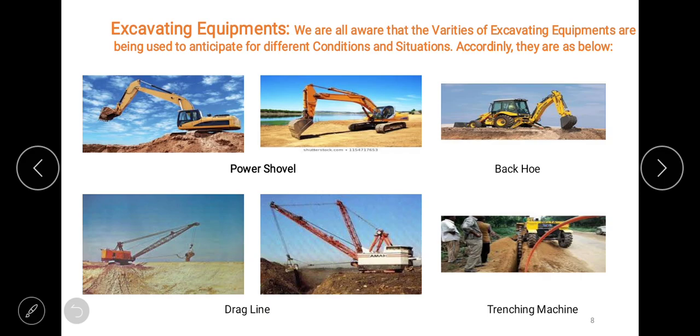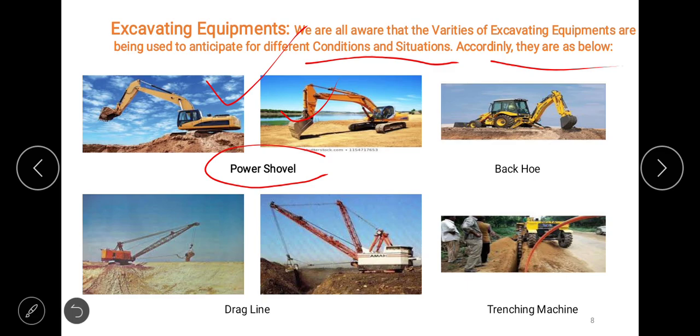Then excavating equipments. These are various excavating equipments. Depending upon the suitability, in general, we are using various excavating equipments in order to suit and anticipate for different conditions and situations. Accordingly, they are power shovels. These two are the power shovel I have shown in the form of photographs. This is backhoe.